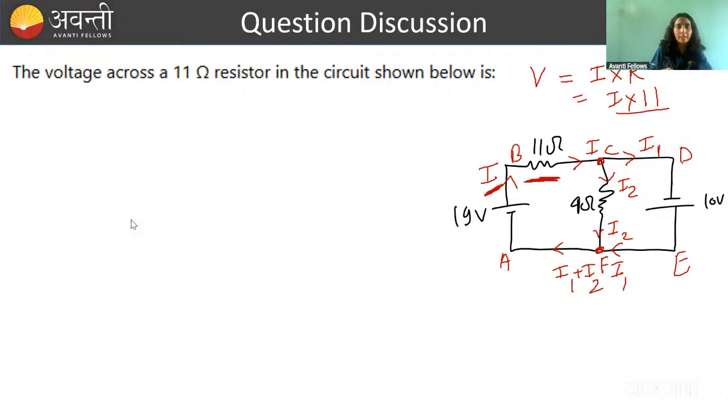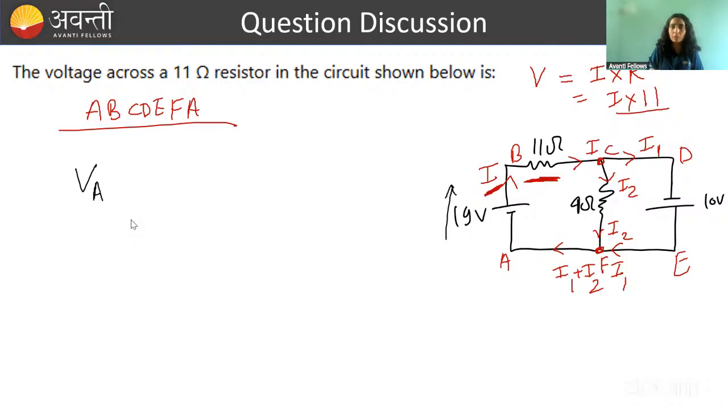like this. So let's write KVL in the bigger loop. A, B, C, D, E, F, A. ठीक है. So start moving from A. A से अगर आप मूव करोगे VA, सबसे पहले मिला बैटरी. बैटरी के क्रॉस आप कैसे जा रहे हो? नेगेटिव टू पॉजिटिव, सो प्लस साइन 19. And across current, how you are going? In the direction of current, so negative sign I into 11.